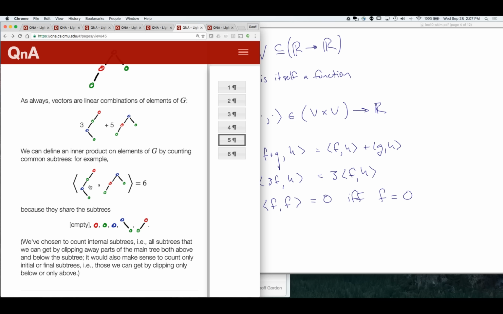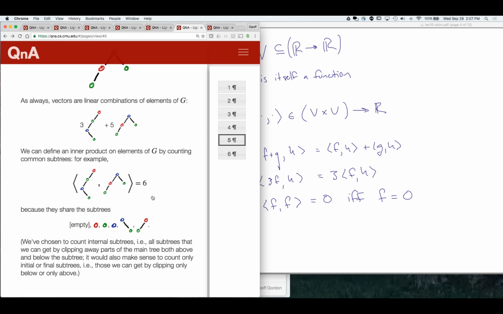And so here, we're going to define the inner product between this tree and this tree by counting how many subtrees they have in common. And so the answer here is 6, because these two trees share the empty subtree. They share the subtree of just having a red node, right? So here's a red node in this tree, here's a red node in this tree. They share just a green node, they share just a blue node, and they also share this subtree of a blue node whose right child is green, right? Here it is in the first tree, here it is in the second tree. And they have the subtree of a red node whose left child is green. Here it is in this tree, and here it is in this tree.